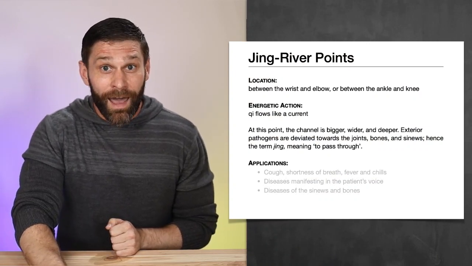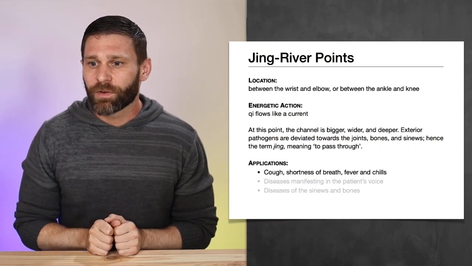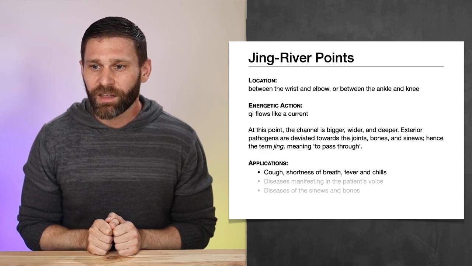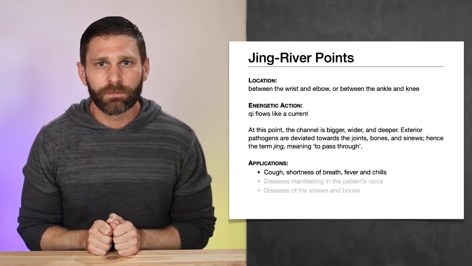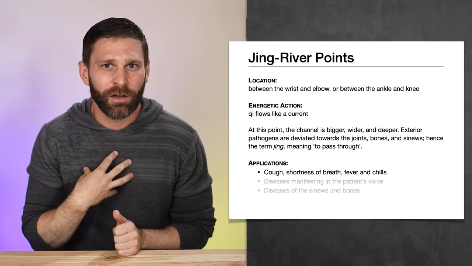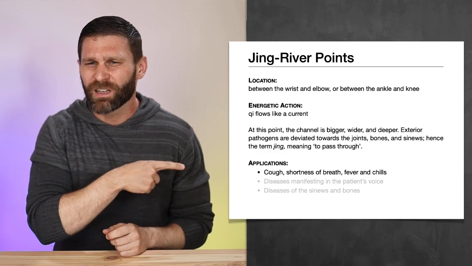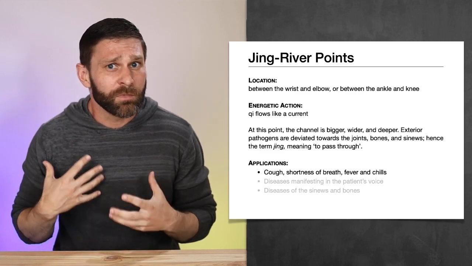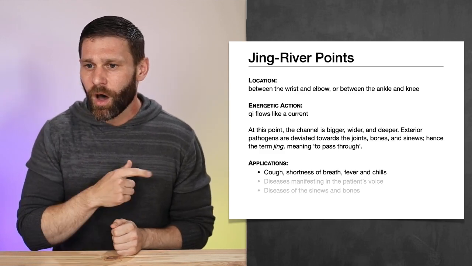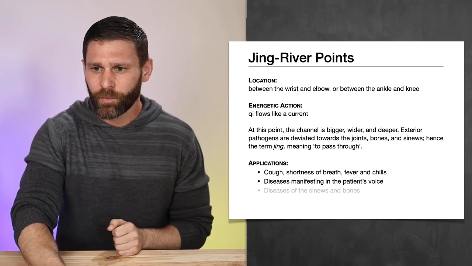In terms of the actions, these points are good for cough, shortness of breath, and fever and chills. Cough and shortness of breath sound like a lung thing. Fever and chills sound like an external attack, which is also a lung thing. So these Jing River points are treating lung things: cough, shortness of breath, fever, and chills.